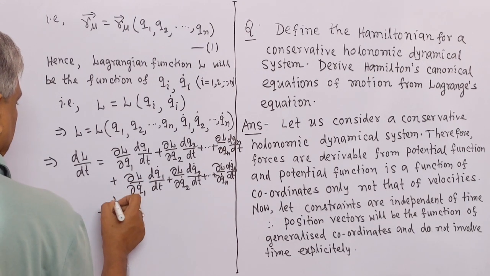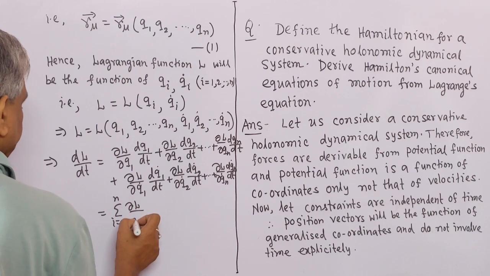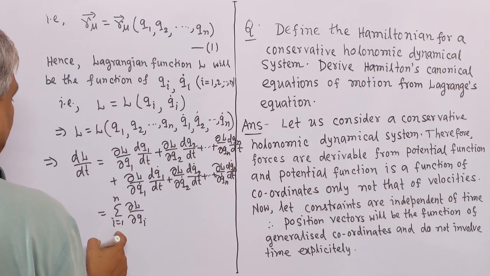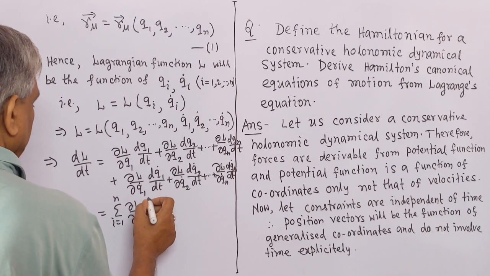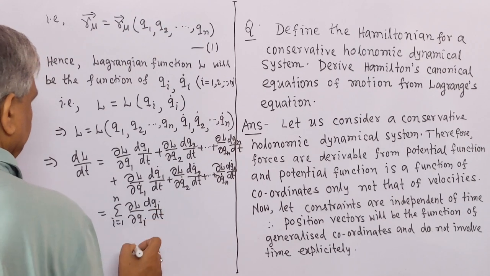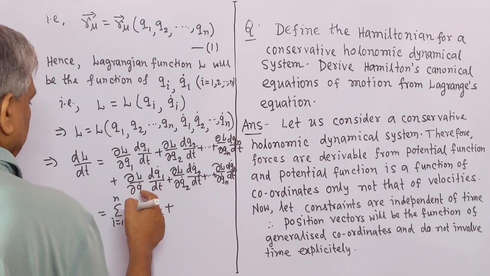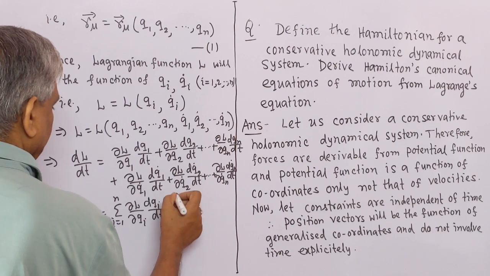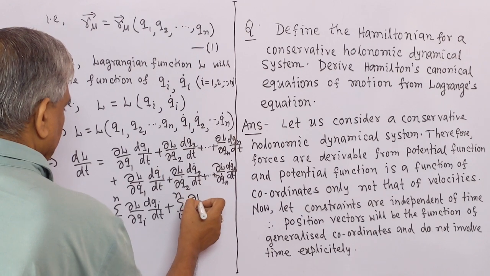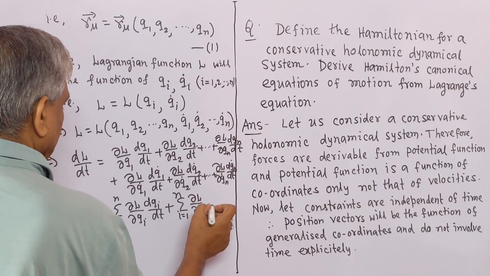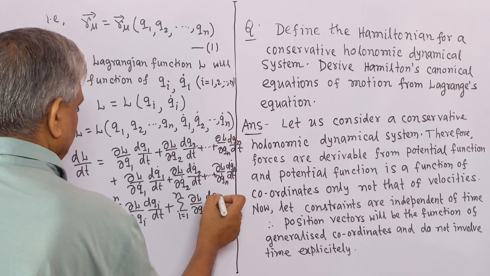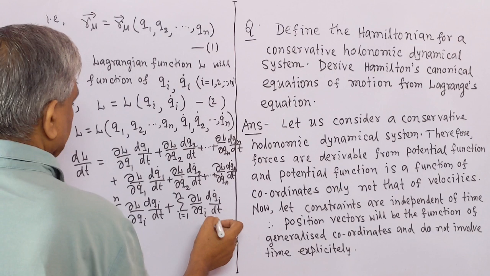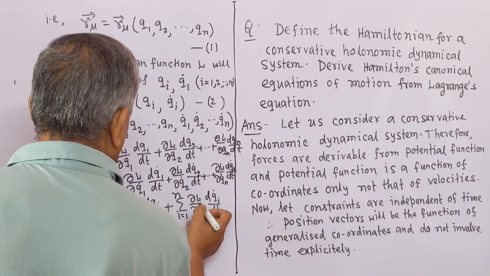We may write this as sigma i equal to 1 to n of the partial derivative of L with respect to qi times dqi by dt, here 1, 1, 2, 2, n, n, plus another sigma i equal to 1 to n of the partial derivative of L with respect to qi dot times dqi dot by dt. Let this be number 2, this be number 3, this is qi dot.